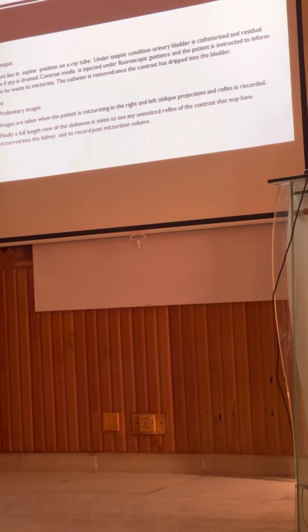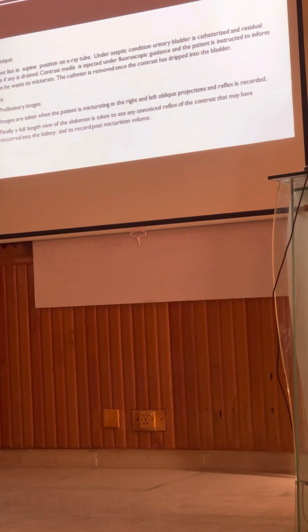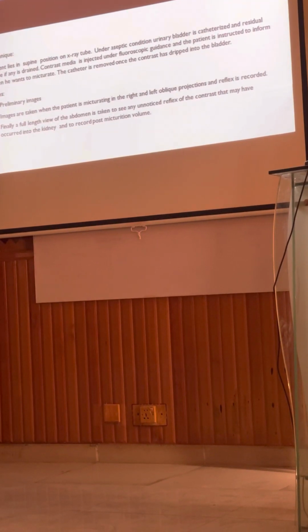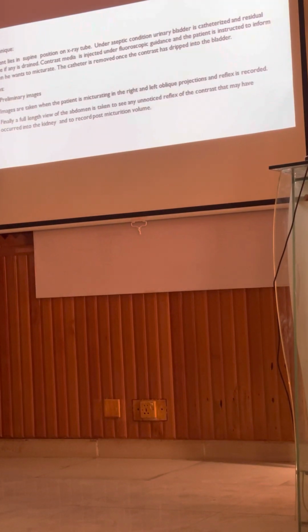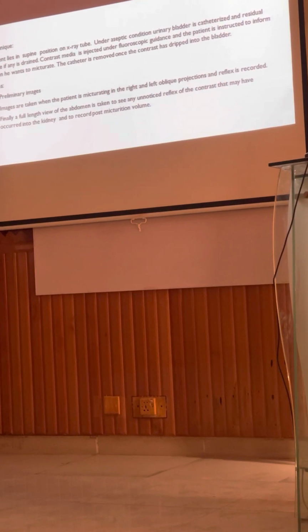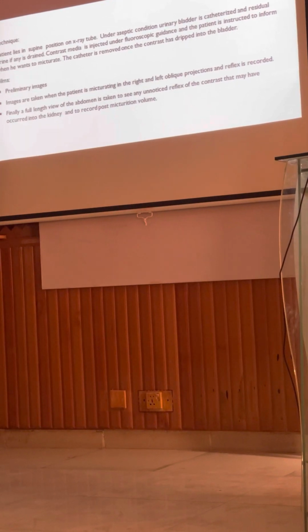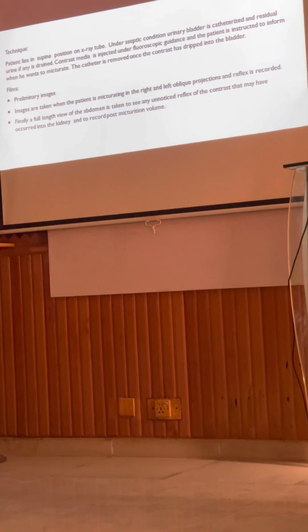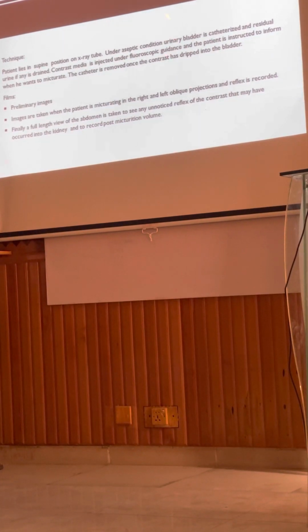Now, the technique of the antegrade urethrogram. The patient should lie in a supine position on an X-ray table, under aseptic measures. The urinary bladder is catheterized, and residual urine, if any, is recorded. After that, contrast media is injected under fluoroscopic guidance. Okay, under fluoroscopic guidance. This is important here.